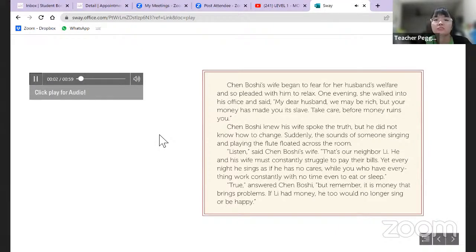Chen Boshi's wife began to fear for her husband's welfare, and so pleaded with him to relax. One evening, she walked into his office and said, "My dear husband, we may be rich, but your money has made you its slave. Take care before money ruins you." Chen Boshi knew his wife spoke the truth, but he did not know how to change. Suddenly, the sounds of someone singing and playing the flute floated across the room. "Listen," said Chen Boshi's wife. "That's our neighbor Li. He and his wife must constantly struggle to pay their bills, yet every night he sings as if he has no cares, while you, who have everything, work constantly, with no time even to eat or sleep." "True," answered Chen Boshi. "But remember, it is money that brings problems. If Li had money, he too would no longer sing or be happy."